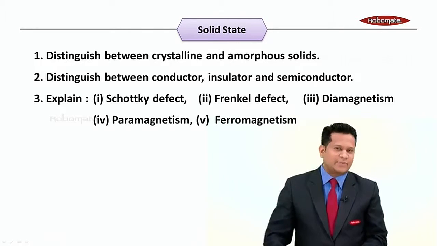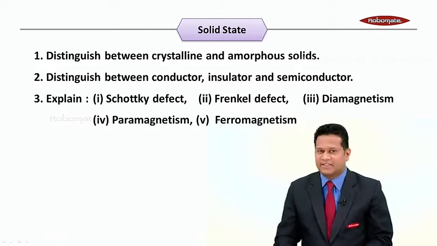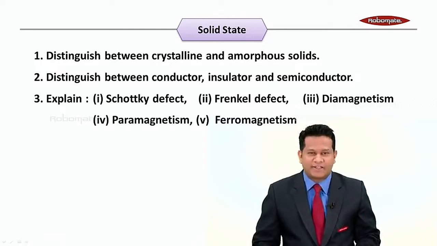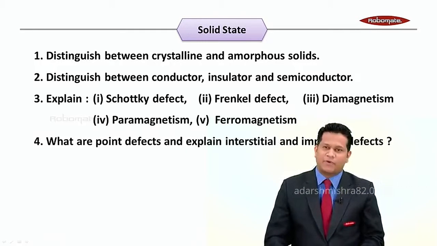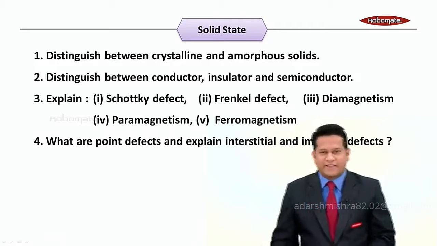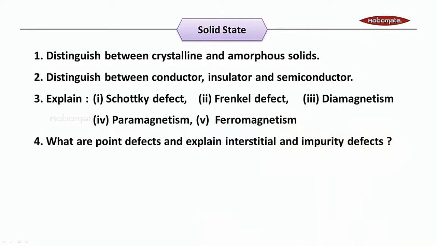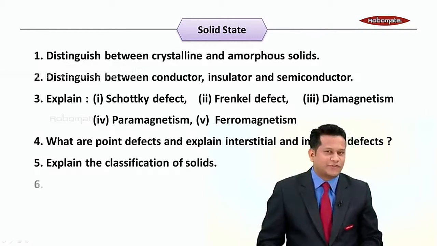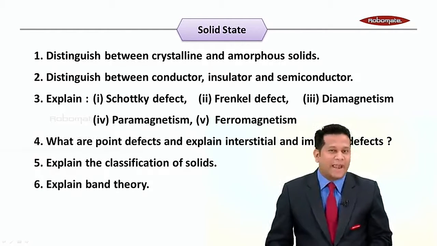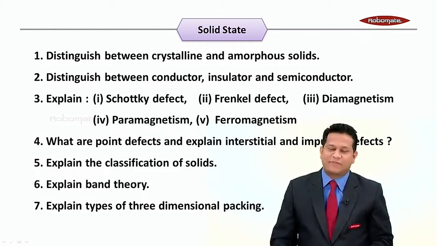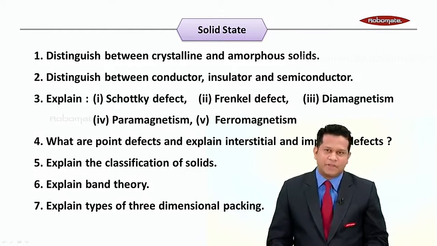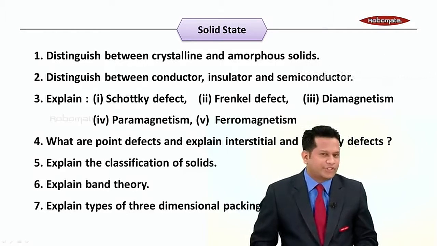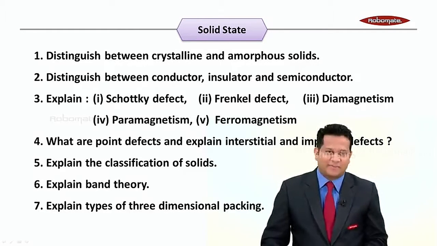Third point, explain Schottky defect, Frenkel defect, diamagnetism, paramagnetism and ferromagnetism. Followed by what are point defects and explain interstitial and impurity defects. Explain the classification of solids, explain band theory and explain the types of three-dimensional packing. So these are the possible important questions from the chapter solid state.